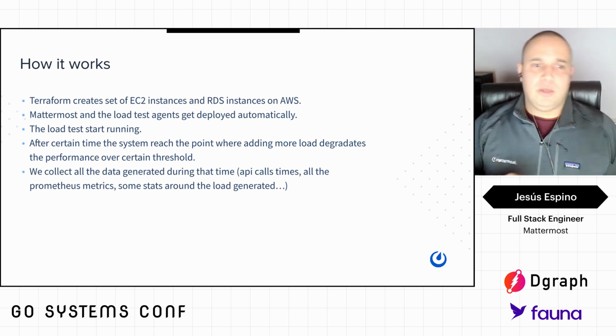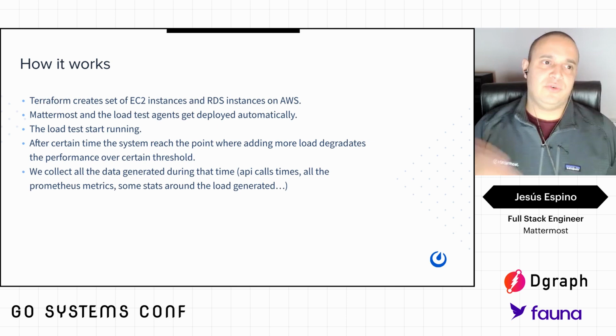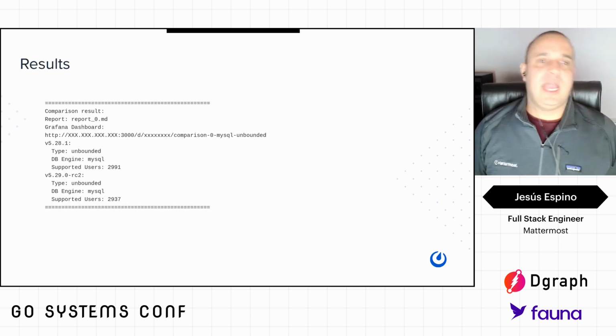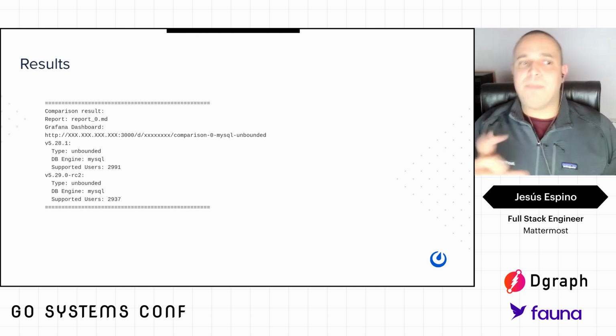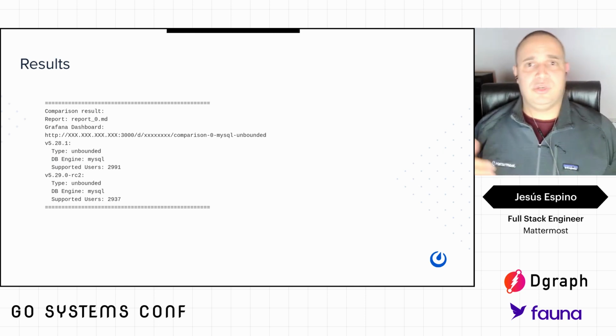When it finishes, we collect all the data generated, and with that data we can figure out if the performance is increased or decreased, and let's see how the results are. This is one part of the results. The result is going to give us a Grafana dashboard with all the data that we've seen before and much more.